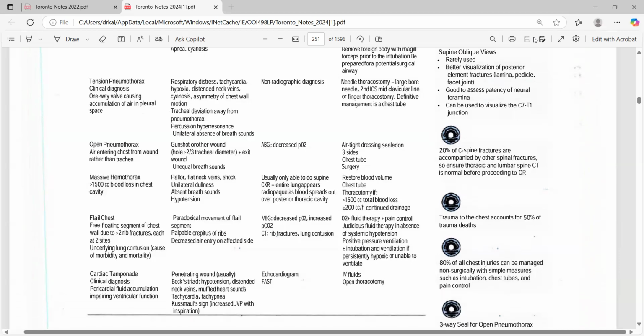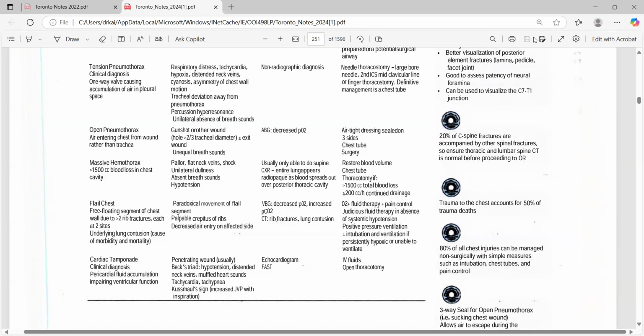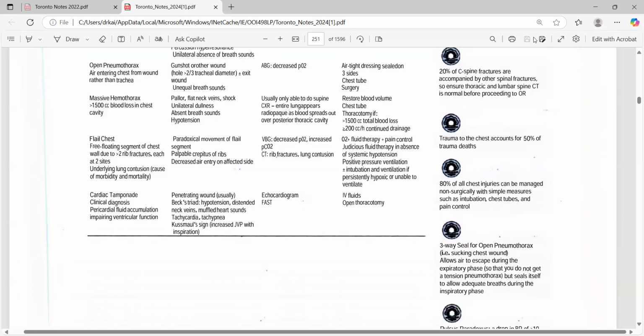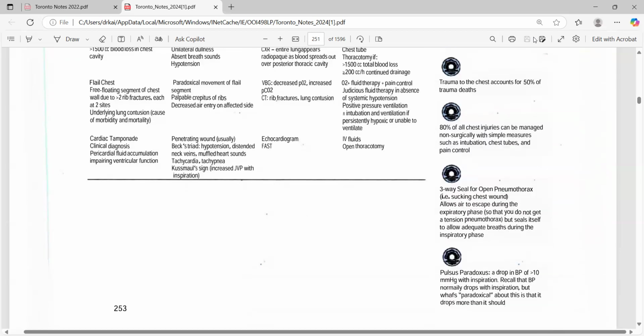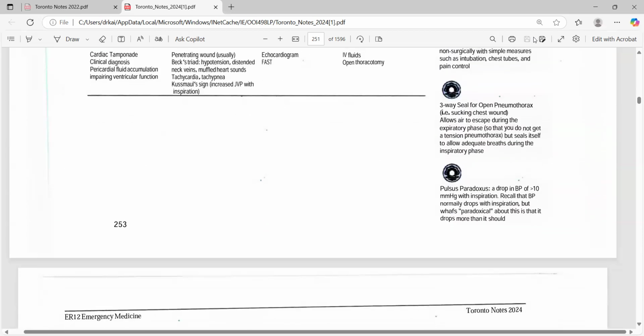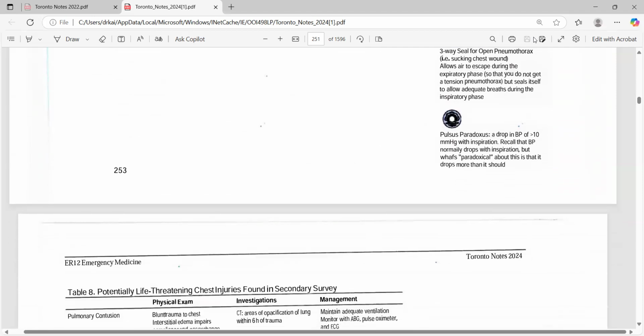Then trauma to the chest basically accounts for 50% of the trauma deaths. 80% of all the chest wounds can be managed non-surgically. So as we said, this is all open and flail chest. So, the 3-valve method, you can see how it works. Then pulsus paradoxus is a drop in the BP of more than 10; recall that the BP falls with inspiration.